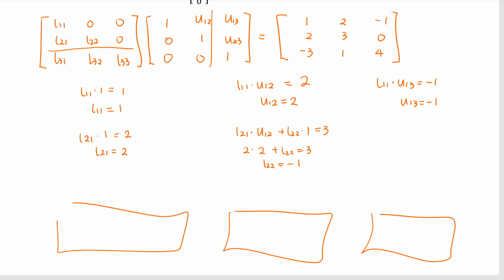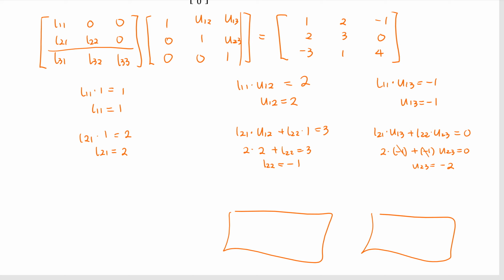Okay, and then here we use the second row times the third column. L21 times U13 plus L22 times U23 plus 0 times 1 equals 0. L21 is 2, U13 is minus 1, L22 is minus 1, U23 is our unknown. We can divide both sides by minus 1, and then for U23, we move the 2 to the other side, and it becomes minus 2. So far, so good, everybody?